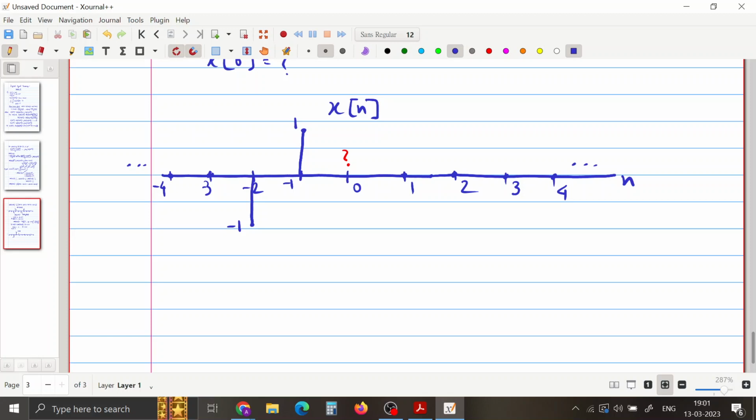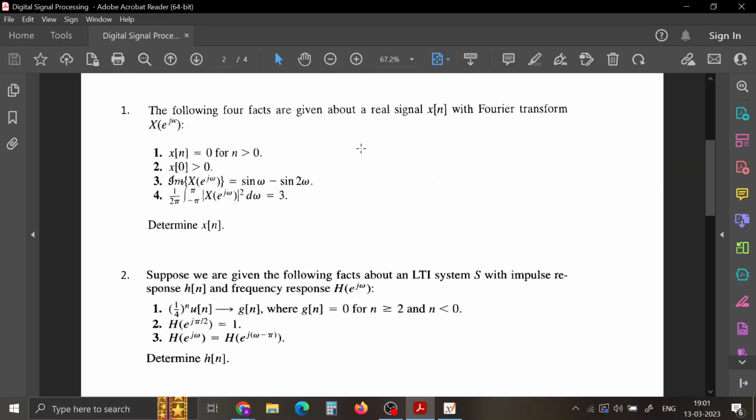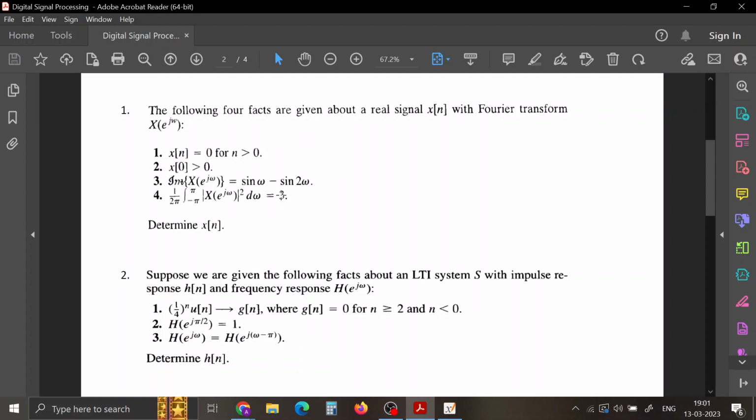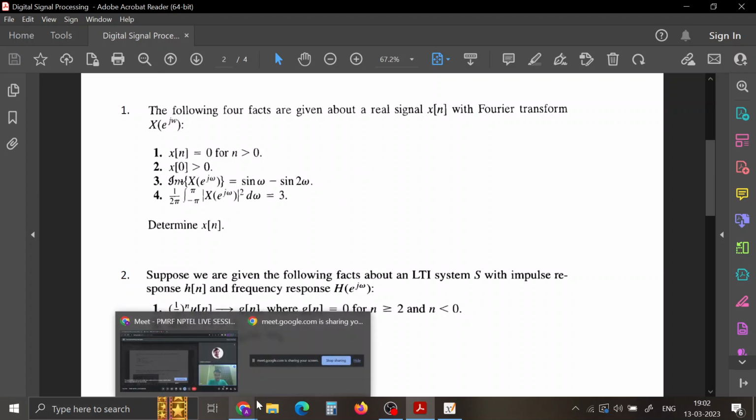Now, so far we have exploited the first condition, second condition, third condition, and we have arrived at this point, and we only need to find the value of x of 0. If we know the value of x of 0, we are done. And the only thing we have not used is the fourth condition here.